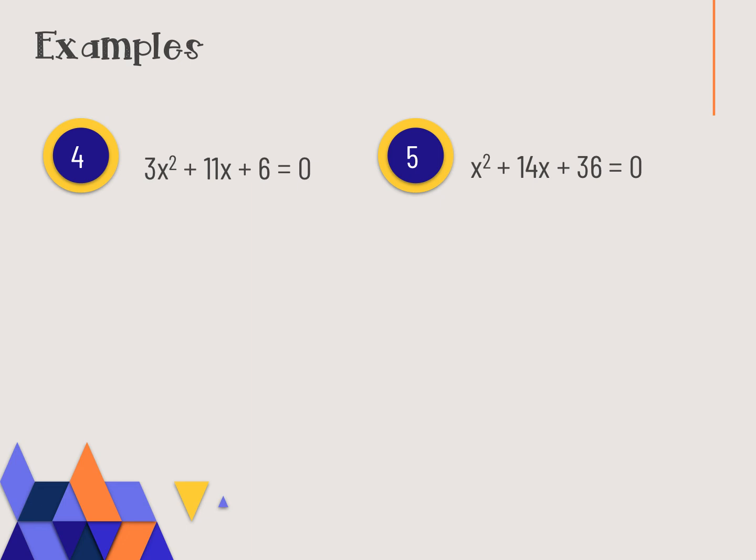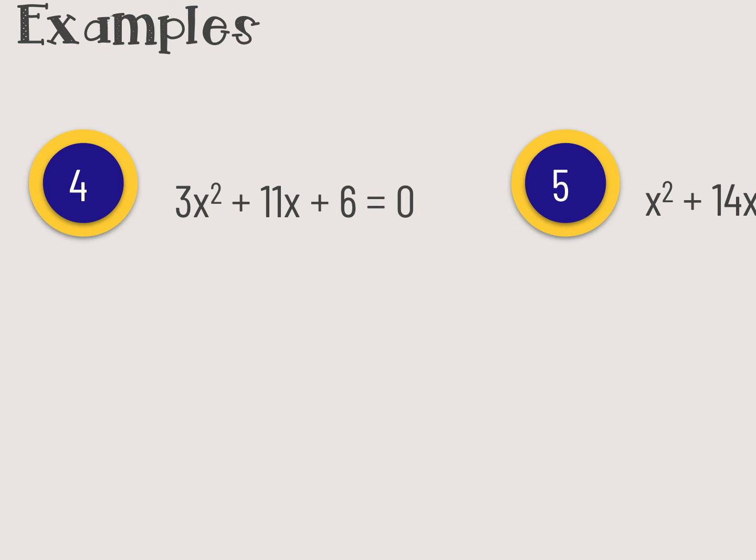Number 4, all the other ones had just a 1 in front of x squared. The process isn't any different. The only difference is my a value is now just going to be a 3. So let's identify all the variables. So a is 3, it's right here. B is the number in front of x. And c is your constant.